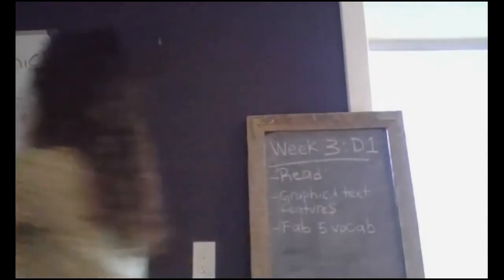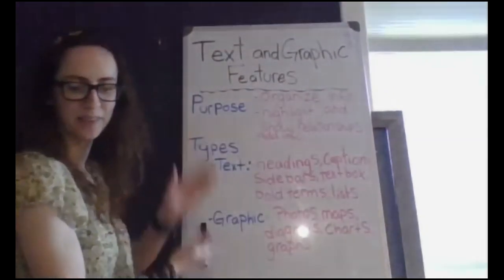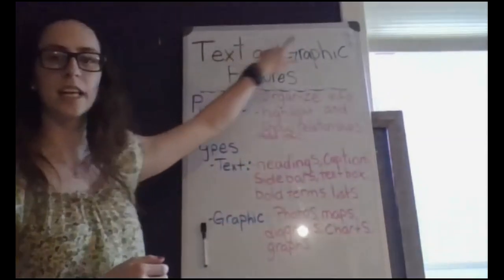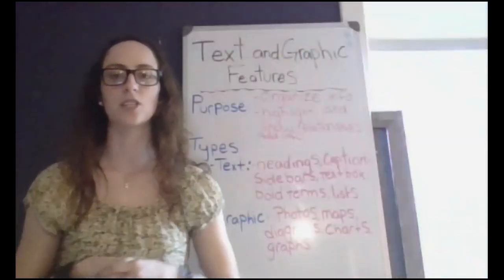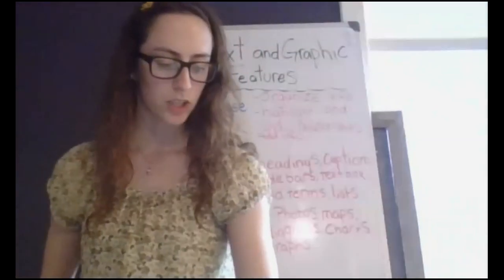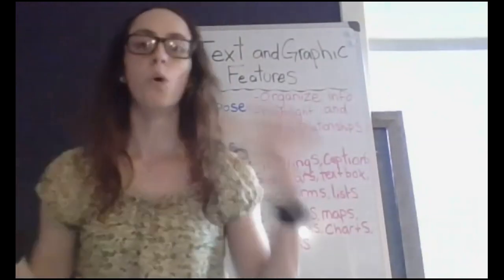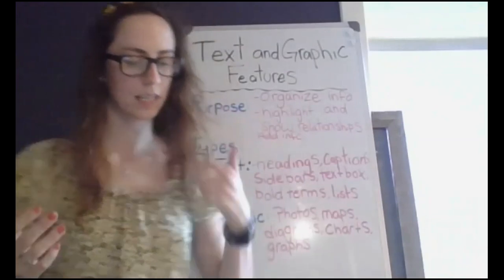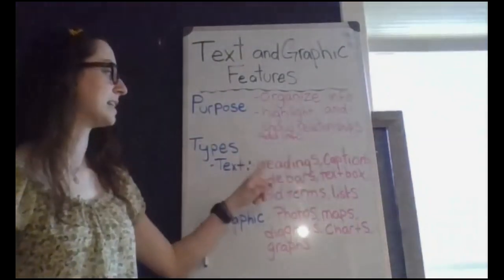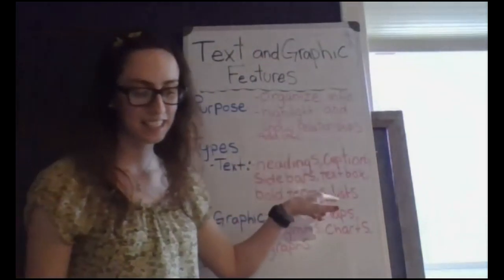All right, what are text and graphic features, you ask? Let me tell you. Text and graphic features. So there are two different types. There are text features and graphic features in an informational text. They are both used to give us more information. So text features can help the reader get more out of the informational text. Some kinds of text features are headings and captions and sidebars and text boxes and bold terms and lists.